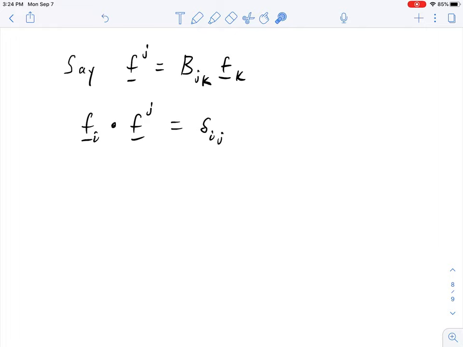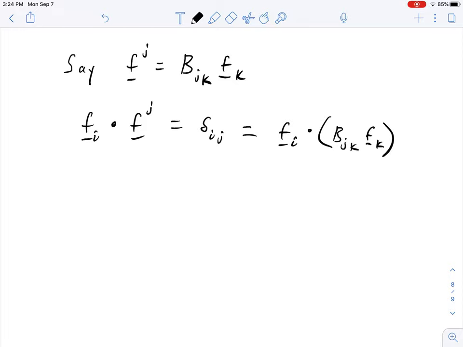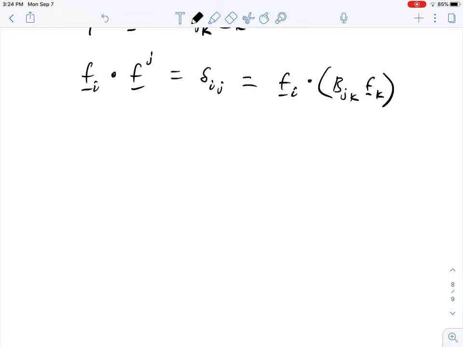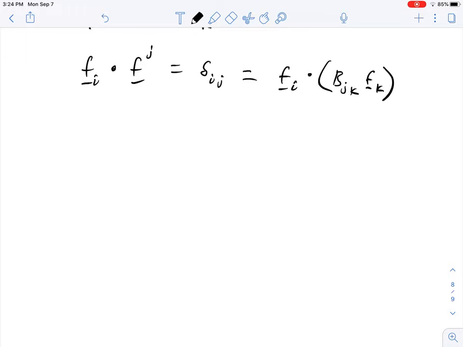We came up with this way of expressing F^j in terms of its components relative to F_k, the original basis. So that is equal to F_i dot B_jk F_k. Well, B_jk is not a tensor. It's just a matrix operation, so these are just a bunch of scalars. They can move outside the whole thing, and we can just look at F_i dot F_k times B_jk.